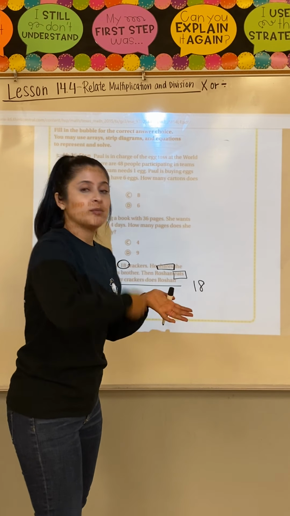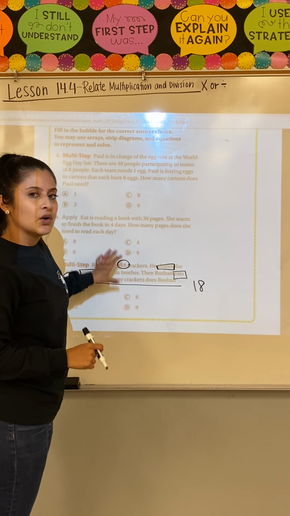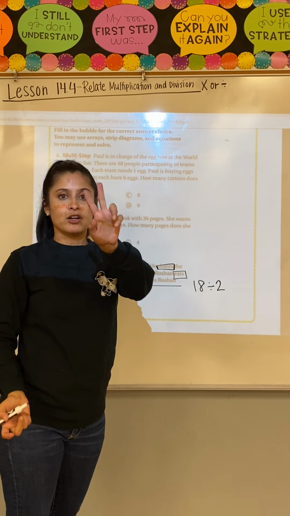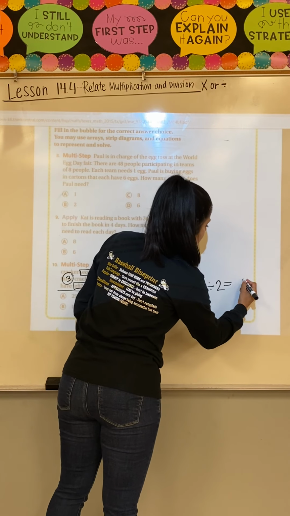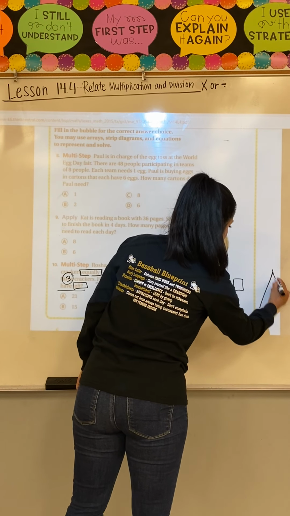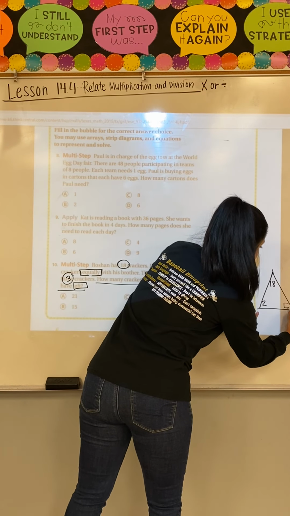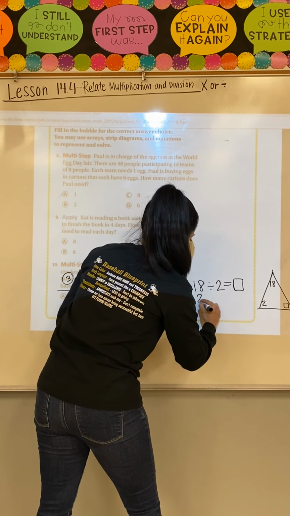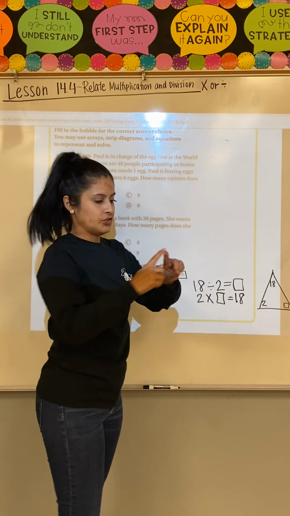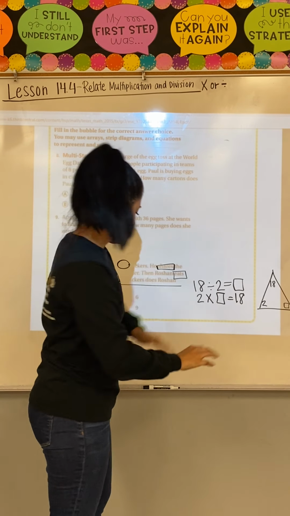1 for me, 1 for you, 1 for me, 1 for you, right? Until I have no more crackers left. What operation is that? Division. So I'm going to divide it between me and my brother, 2 people. 18 divided by 2 is some number. Well, I can use my inverse operation to help me solve this. 18 divided by 2, or 2 times what is 18? Well, I can count by 2s till I get to 18. 2, 4, 6, 8, 10, 12, 14, 16, 18. How much is that? 9.